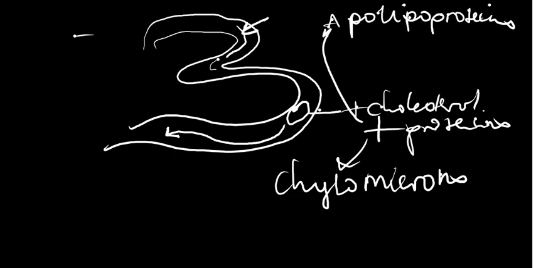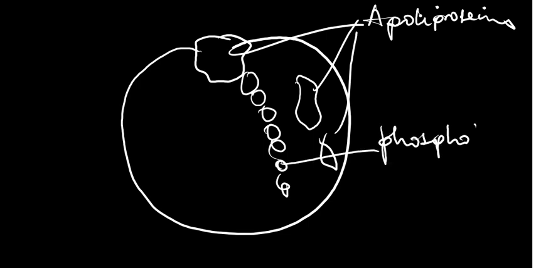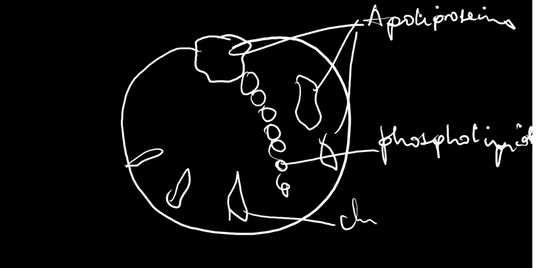All right, so let's just go straight into looking at the structure of a chylomicron. This is just a brief structure of the chylomicron. It has phospholipids, then these three are the apolipoproteins. Then these are the phospholipids, and this is the cholesterol that's embedded. So that's the cholesterol.